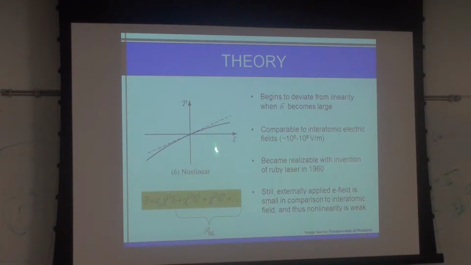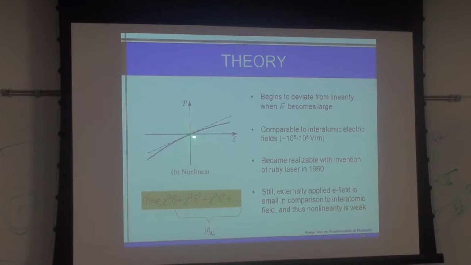So this could not be observed because you didn't have fields that were strong enough relative to the interatomic fields to see that effect until the laser was born, right? Which was 1960. So the first observation of this was about 1961. Okay. It turns out it was exactly second harmonic generation.